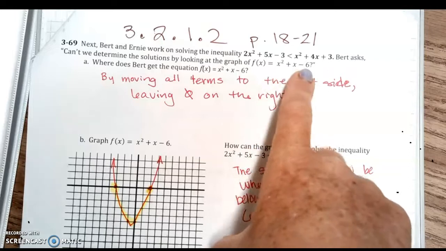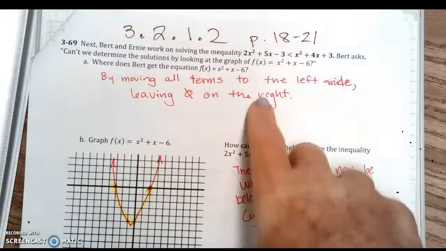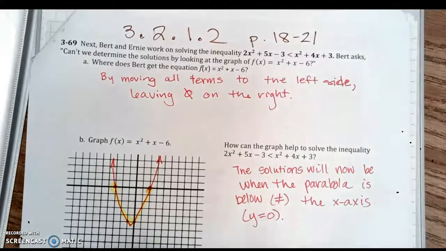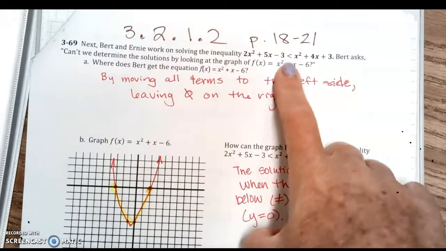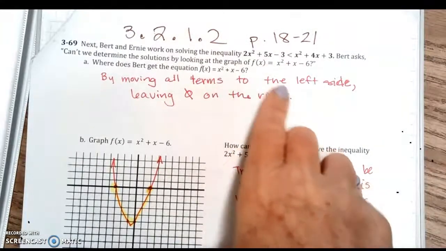plus x minus 6? Part A simply asks, where does Bert get the equation f of x equals x squared plus x minus 6? And we've seen this before. Basically, what they're doing is moving all the terms to one side. We did it before with an equal sign. Now we're just doing it with an inequality and throwing an equal in there.